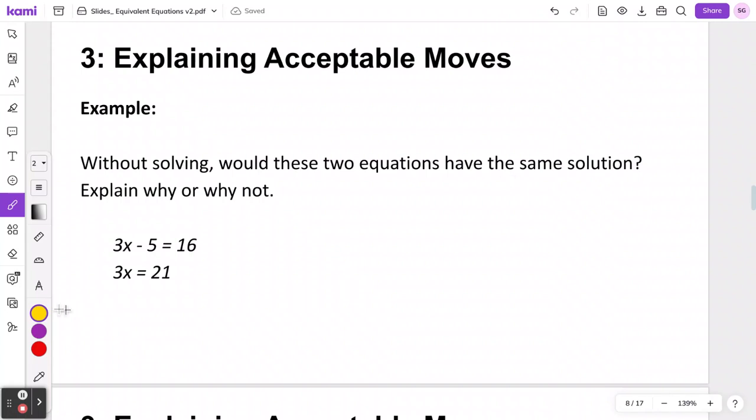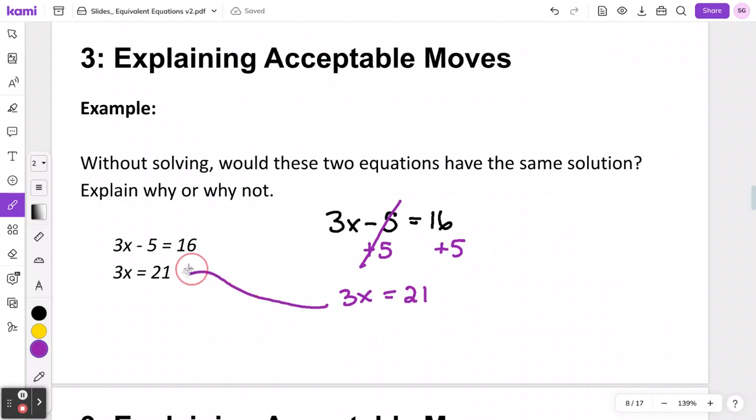Now, for example, I learned that when you solve equations, you are allowed to add or subtract the same number on both sides. So, for example, when I learned about solving equations, I learned that if I want to get rid of that constant, that minus 5, I'm allowed to come in and add 5 on both sides. And notice if I do that, it gets me to that second equation.